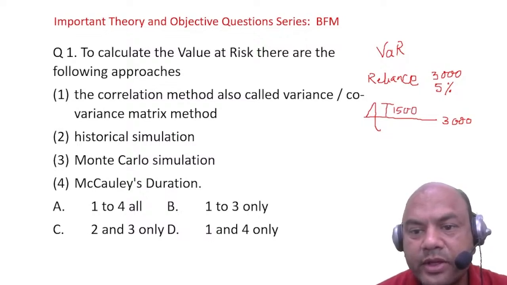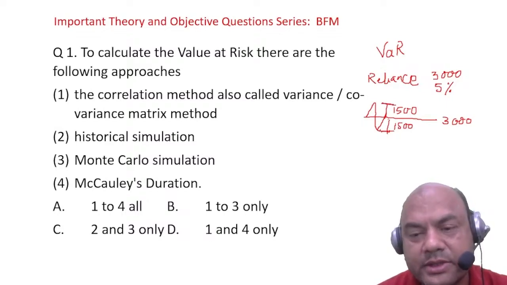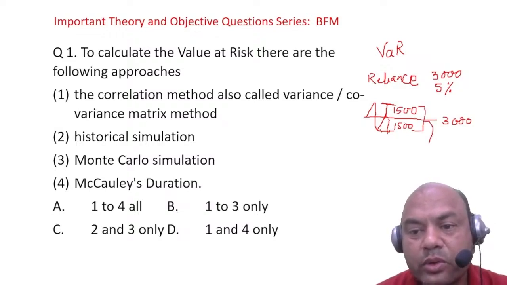And this is 1500. So if it is fluctuating 1500 on both sides in one month, let's say, then my VAR becomes the total of this. The total is 3000.